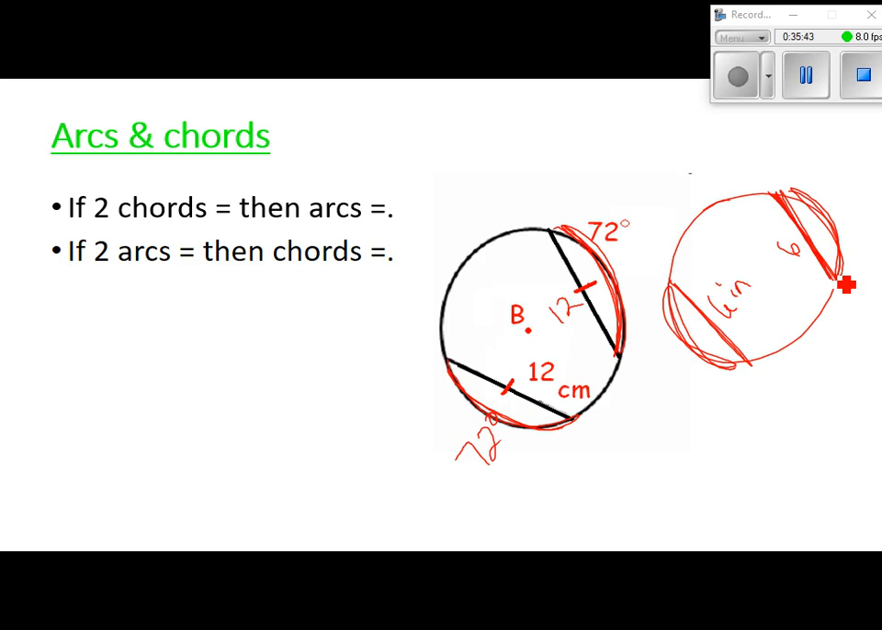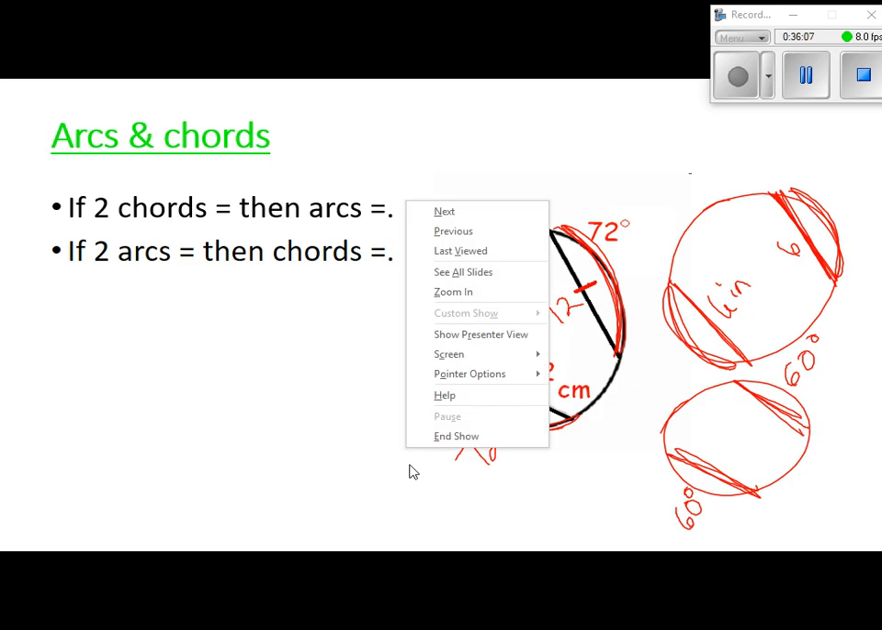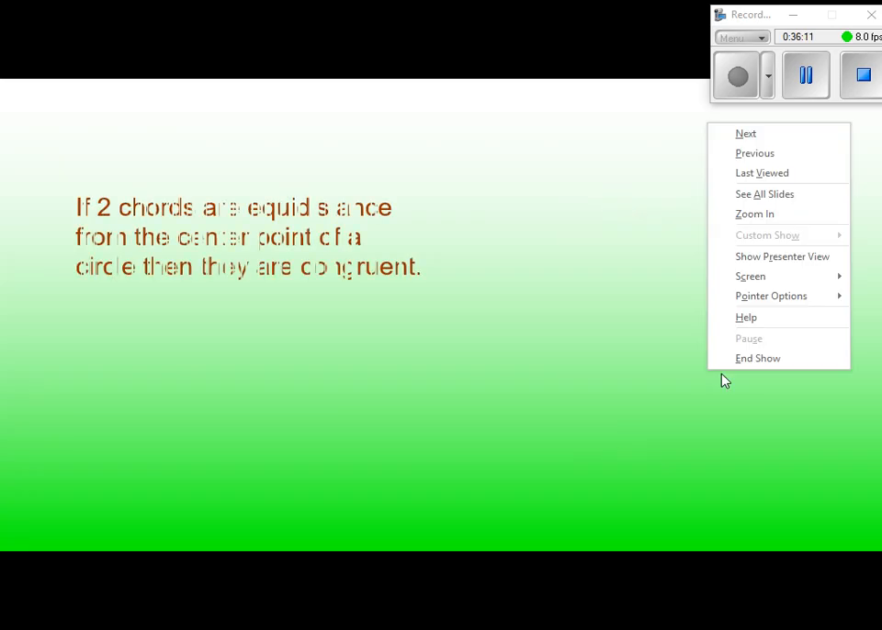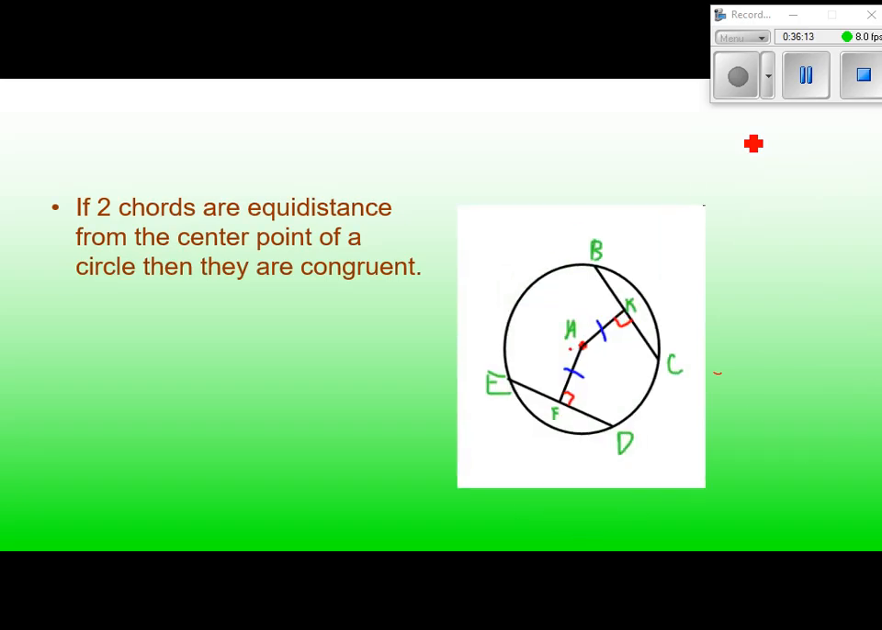If I take a circle and I do this, and we're going to have another math rule here in a minute that deals with this. If I have this chord and this chord, and I tell you that this is 60 degrees, and this is 60 degrees, what has to be true about these two chords? They have to be congruent. They have to be equal. So that's just one of the rules. This one's right there at the bottom.